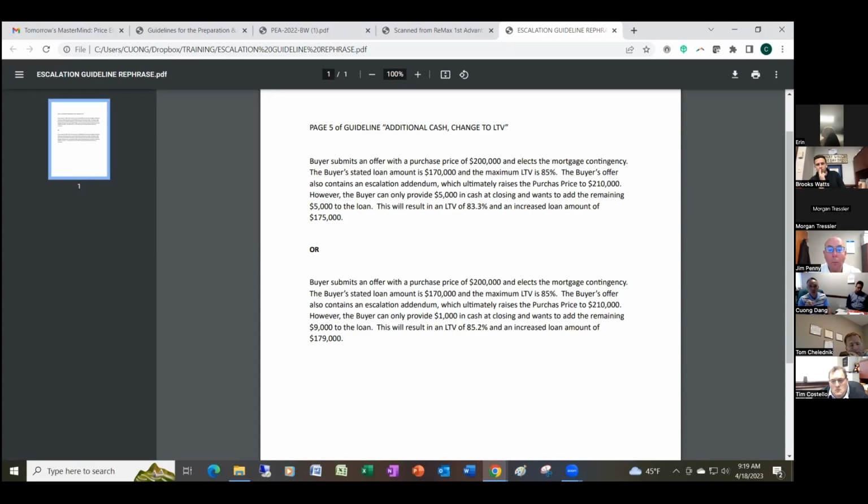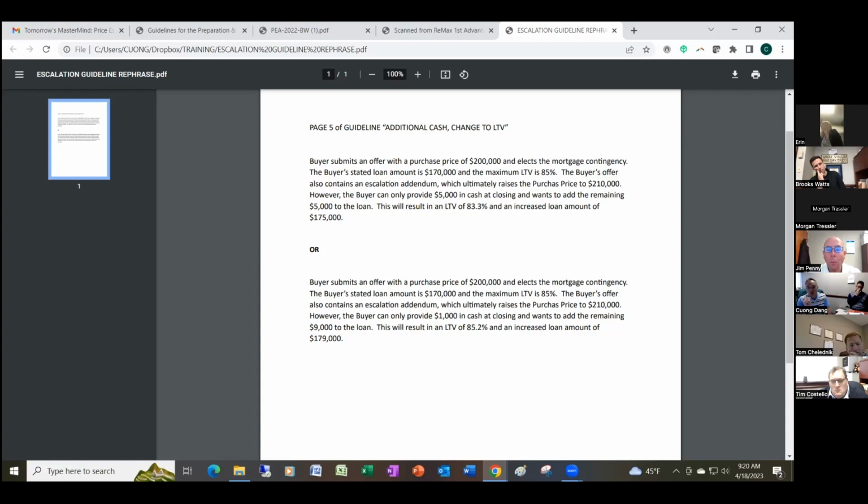Okay. First one is buyer submits an offer with a purchase price of $200,000 and elects the mortgage contingency. The buyer's stated loan amount is $170,000, and the maximum LTV is 85%. So they're putting down 15%, or in this case, $30,000. Okay, everybody follow?